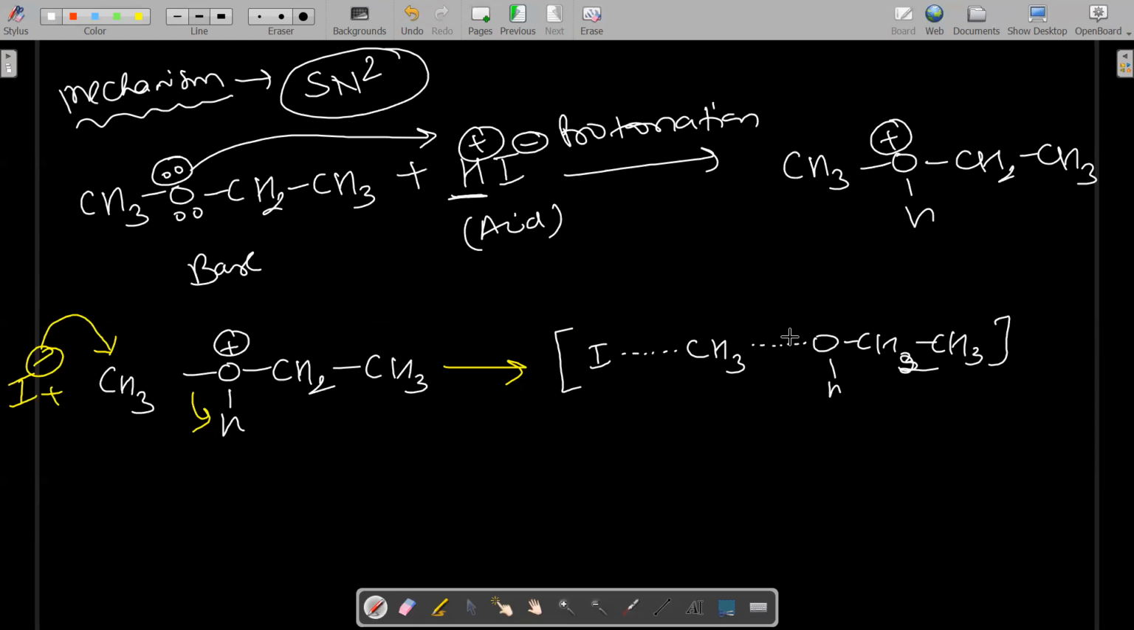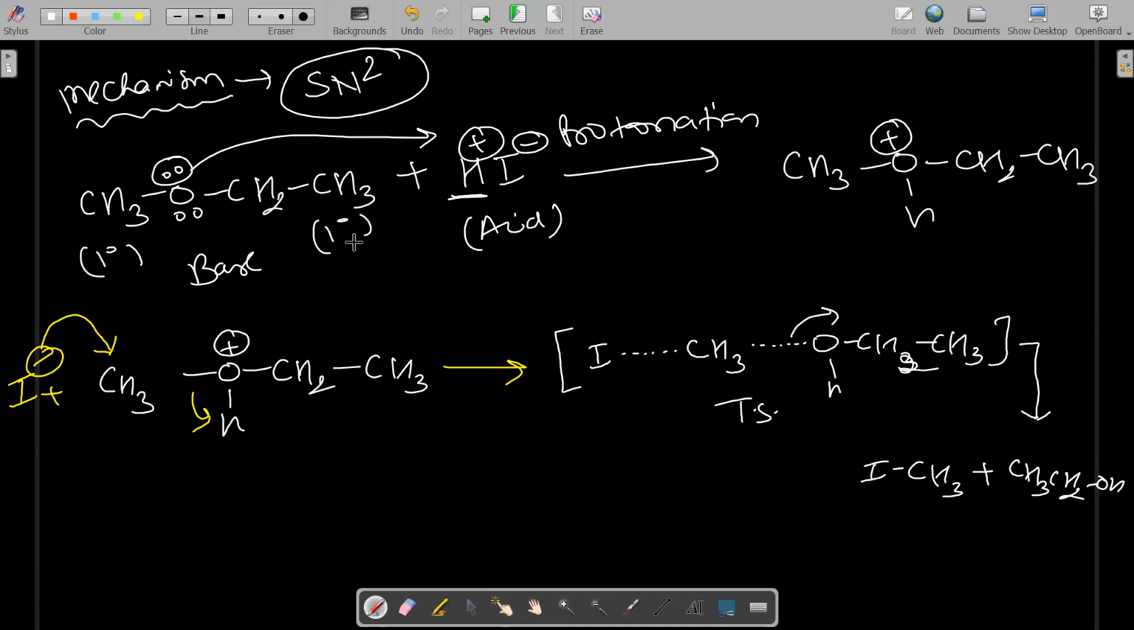And then after this, the bond will be completely cleaved. This is called the transition state, and it forms the inversion product, that is CH3I, and the second product, that is alcohol. So this is the reason when both are 1 degree, in that case the lower carbon forms halide and the higher carbon forms alcohol due to the mechanism.